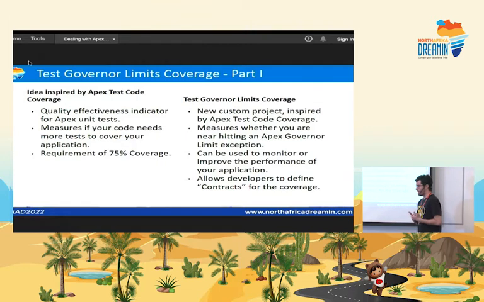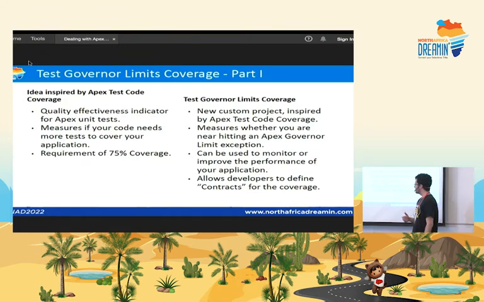We have named it test governor limit coverage, and the idea is quite similar to the standard definition by Salesforce, which is Apex test coverage, which you already know. This is a quality effectiveness indicator in order to guarantee the quality of your code. And Salesforce has a requirement of 75% coverage that has to be met always. This is a standard definition.